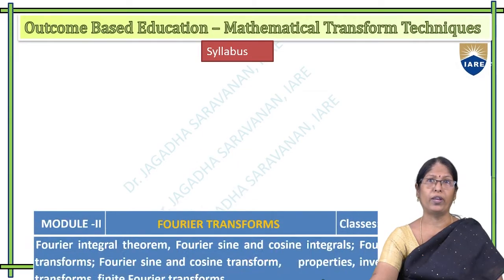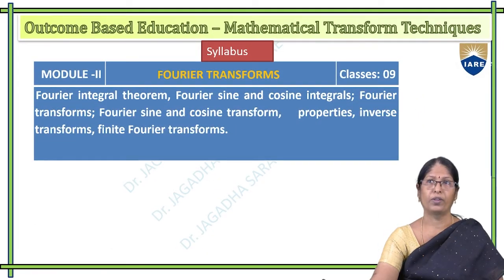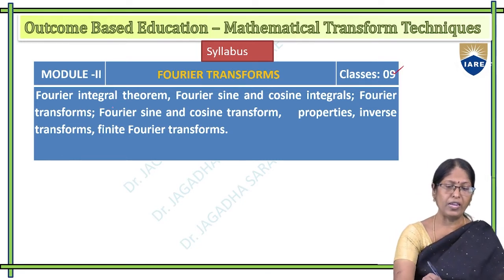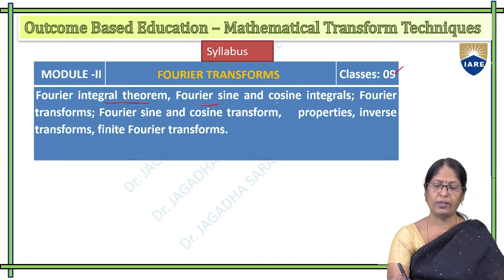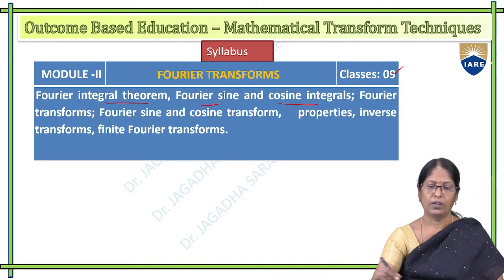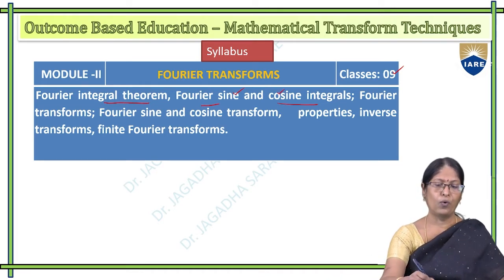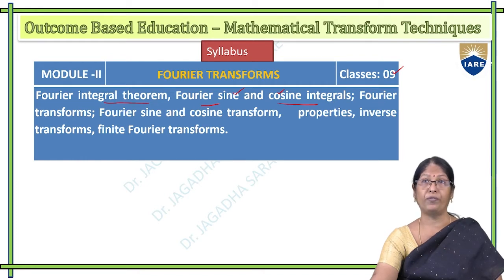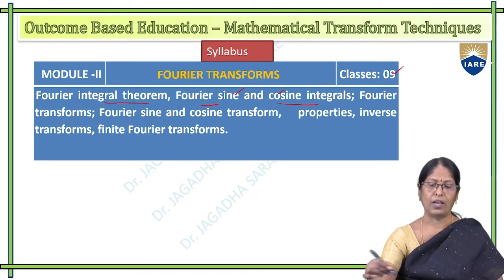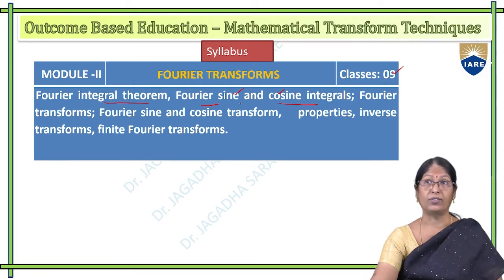The second module is Fourier Transform. This is also 9 classes. Fourier integral theorem, from which we are obtaining Fourier sine and Fourier cosine. These two to do, just we will recall Fourier integral, and again we will be recalling even and odd functions, and we will obtain this Fourier sine and cosine integral.